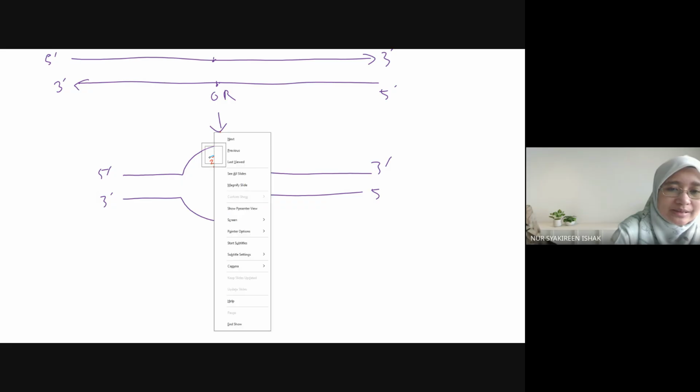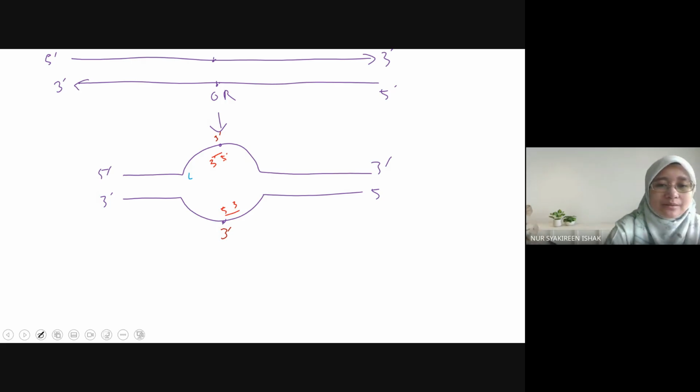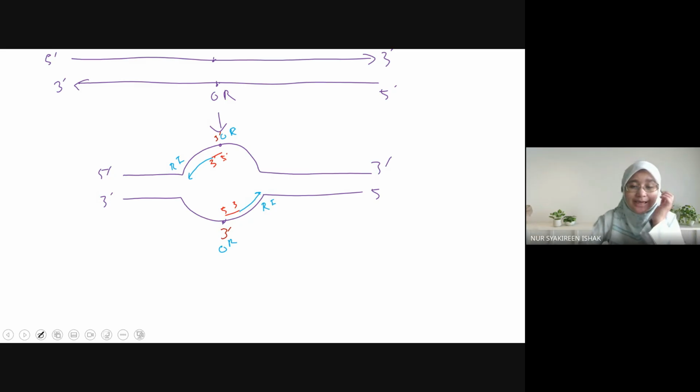DNA polymerase 3 tambahlah nucleotide, kan? So the elongation of the leading strand is continuous from origin of replication towards replication fork. Okay, from origin of replication towards the replication fork. Leading strand has no problem. But for the lagging strand, it is synthesized as fragments.